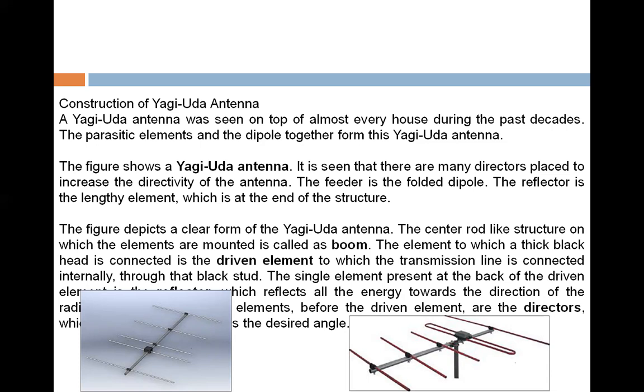The figure depicts a clear form of the Yagi Uda antenna. The center rod-like structure on which the elements are mounted is called the boom. The element to which the thick black head is connected is the driven element, to which the transmission line is connected internally through the black stud. So this is the basic idea. When we see the figure, the first question is where we feed. Here we feed the energy into the folded dipole antenna. Directors provide directivity to the radiation, and the reflector prevents the energy from going to the outside. So that is the structure of the Yagi Uda antenna.